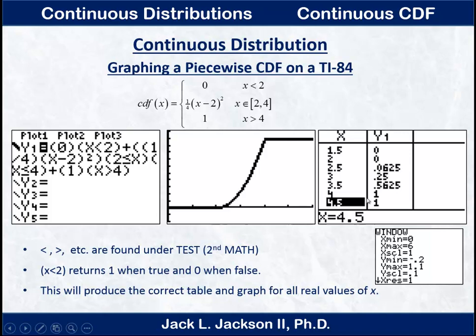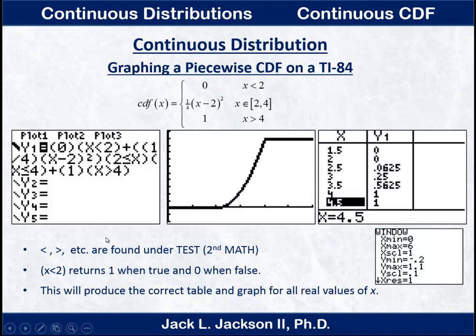If you look at your table, for things bigger than 4, you get 1. Things less than 2, you get 0. And in between, it follows this formula here. It does exactly what you want. Here's the window I was using. So that's one way you can do this, and then of course you can use this for the CDF.